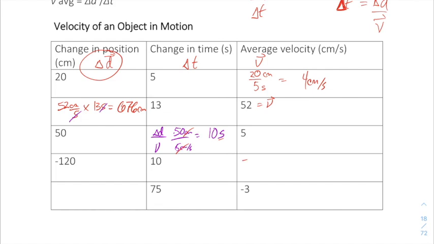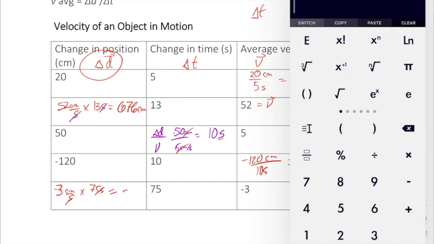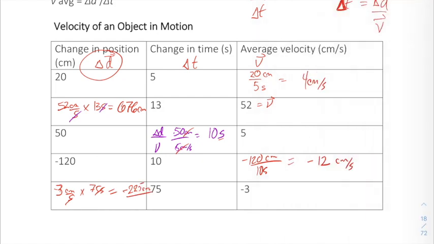Okay, so the second last one, we have negative 120 centimeters divided by 10 seconds. And so that gives us negative 12 centimeters per second. And the final question is we're going to multiply the negative 3 centimeters per second by the 75 seconds, canceling out the seconds, and getting negative 3 times 75, negative 225 centimeters. Quite a little bit of traveling. Okay.